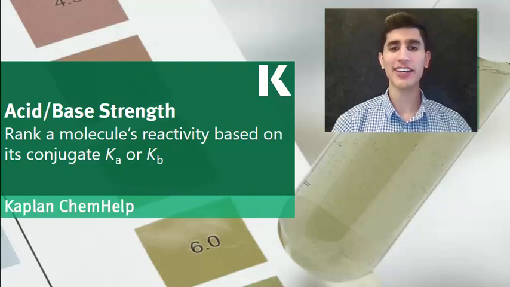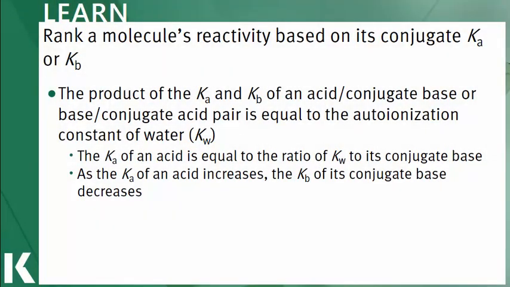Hi, my name is Samir Desai, and in this video, I'm going to teach you how to rank a molecule's reactivity based on its conjugate Ka or Kb. As we learned in the previous video, the relationship between the acid dissociation constant, Ka, and the base dissociation constant, Kb, is best represented through the autoionization of water.